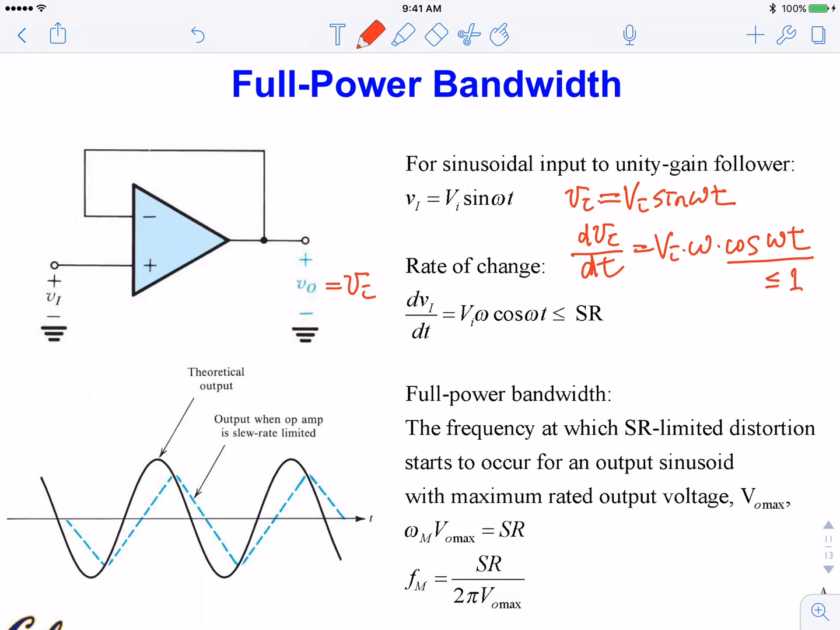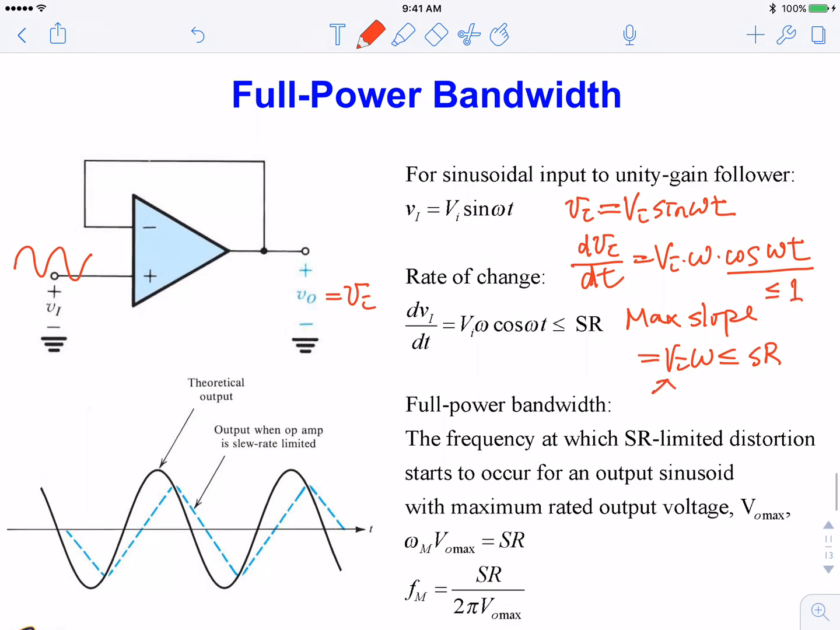So for a sinusoidal input, the maximum slope at the output of the unity gain amplifier is equal to Vi times omega. Usually we don't want our circuit to operate limited by slew rate, so this has to be smaller than or equal to the slew rate. This places a limit on your amplitude or frequency. So the product of your input amplitude and frequency is limited.